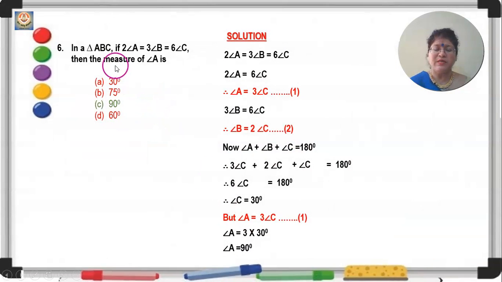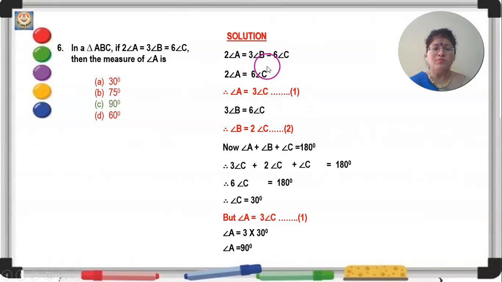In triangle ABC, if twice angle A equals thrice angle B equals 6 times angle C, you have to find the measure of angle A. Now what we have done here is, first write down what the question is and then take the first one and the last, that is twice angle A equals 6 times angle C. It's easier to calculate. So if twice angle A is 6 times angle C, what will be angle A? Angle A will be 6 by 2. So you get it as thrice angle C. So number this as statement 1.